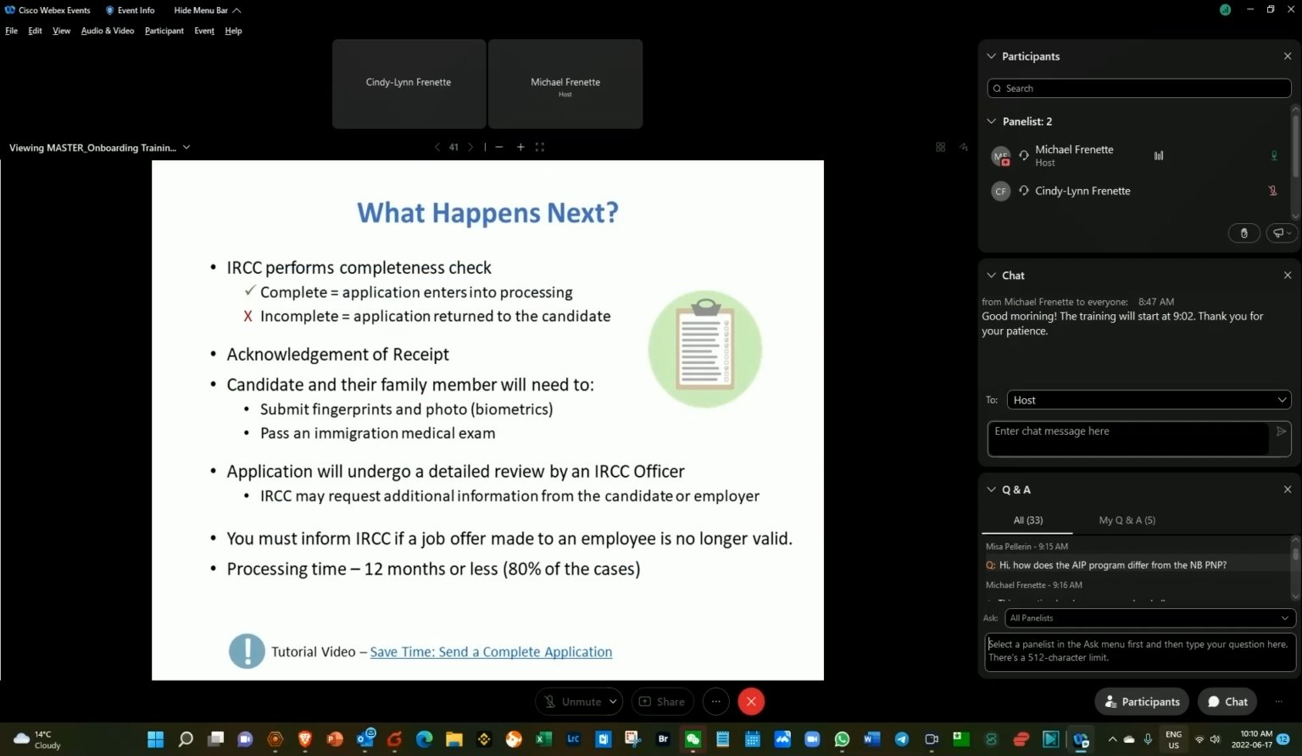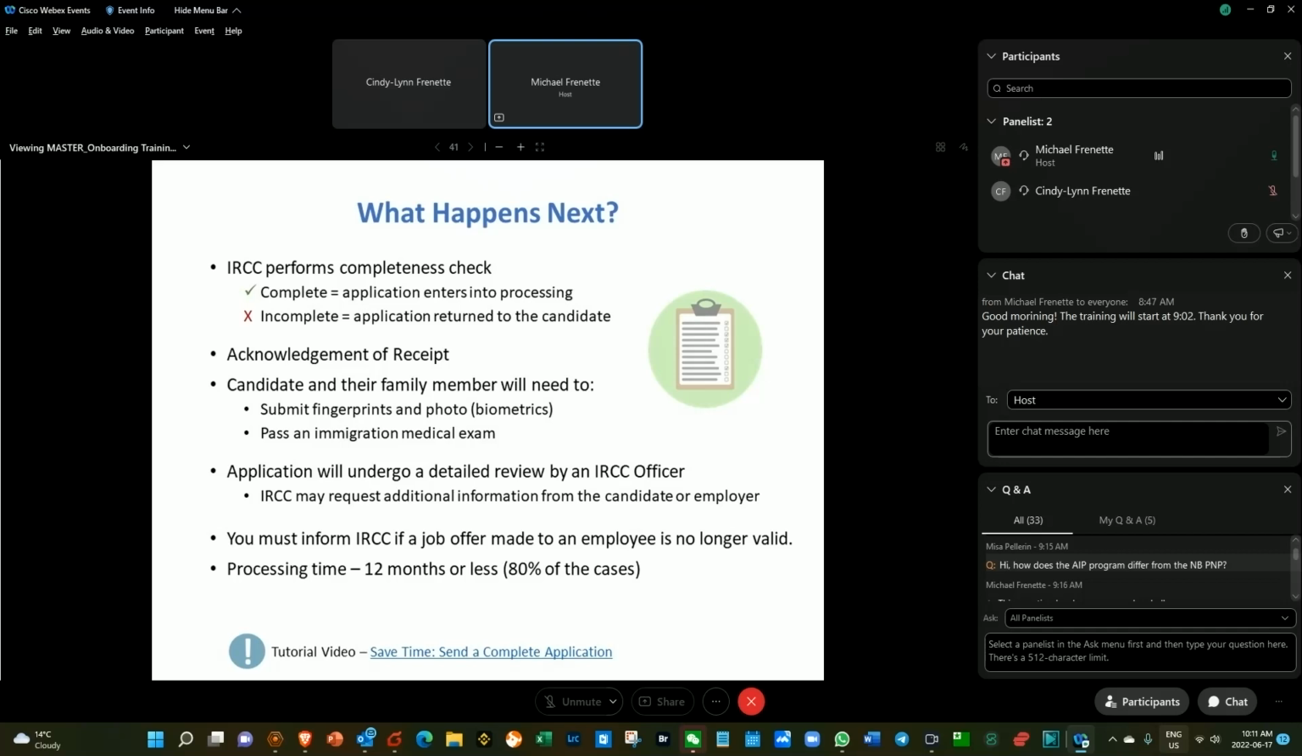So your candidate has now submitted their application for permanent residence to IRCC, and you may be wondering what happens next. IRCC will perform what we call a completeness check to make sure that all required application forms and documents are completed and submitted. We will also ensure that the application processing fees have been paid. If the application is missing any of the requested documents, it will be returned to your candidate, which will cause additional delay. If the application is complete, it will be placed into processing.